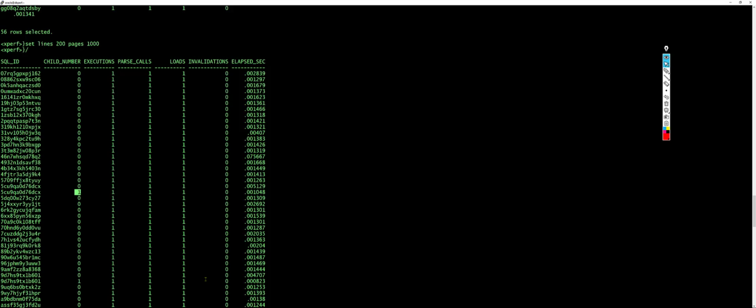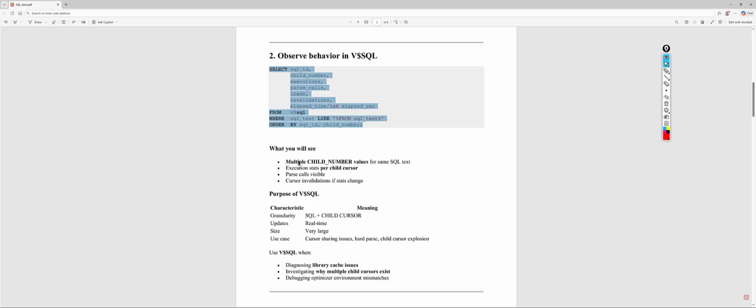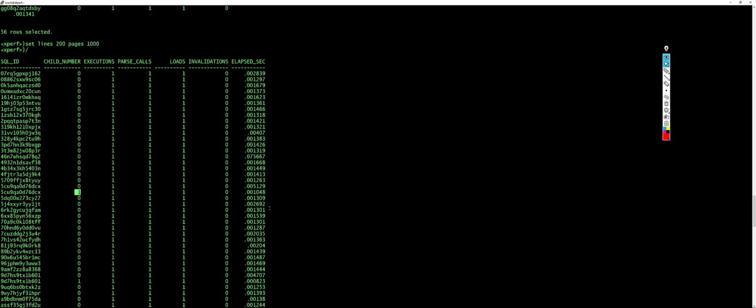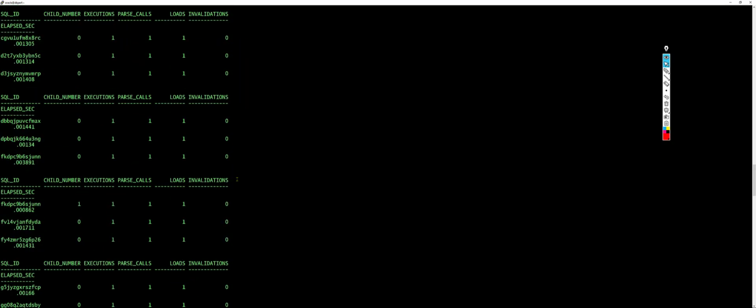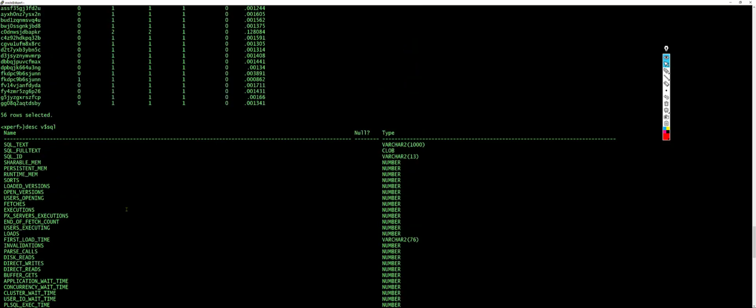If we need to find the reason, then we can go and check the V$SQL_SHARED_CURSOR view. What we will see in this view are multiple child number values for the same SQL text, execution stats per child cursor, parse calls, and cursor invalidations if stats change. If the statistics of the particular object which is part of the query are not current, if the statistics change, then we can check the invalidations column. I will give you a different scenario separately for this.